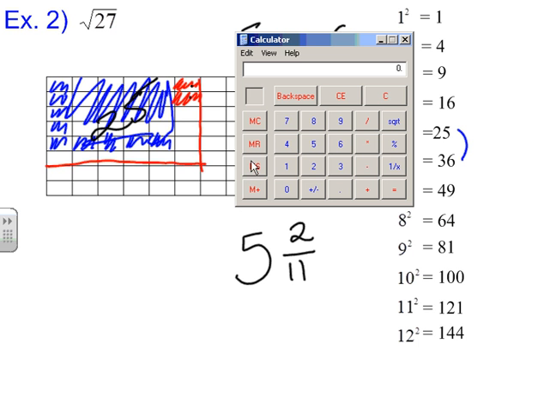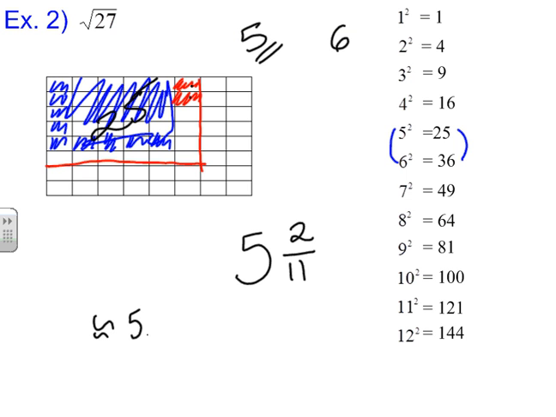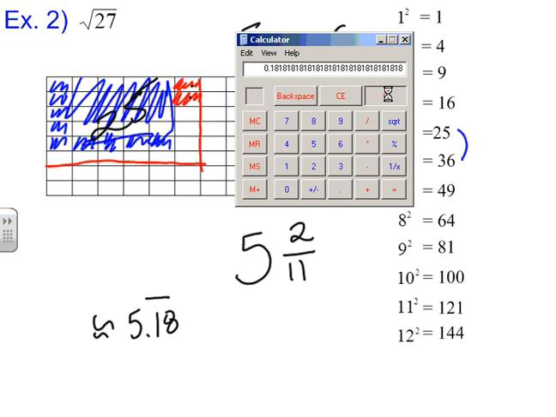Again, we're going to test it with our calculator. We're going to do 2 divided by 11. That gives us 0.18 repeating. So we know that that's going to be approximately 5.18. Let's use our calculator again to find out, what is the square root of 27? How close did we come to it? Not too bad, 5.196. So very, very close. Again, a hundredth off.